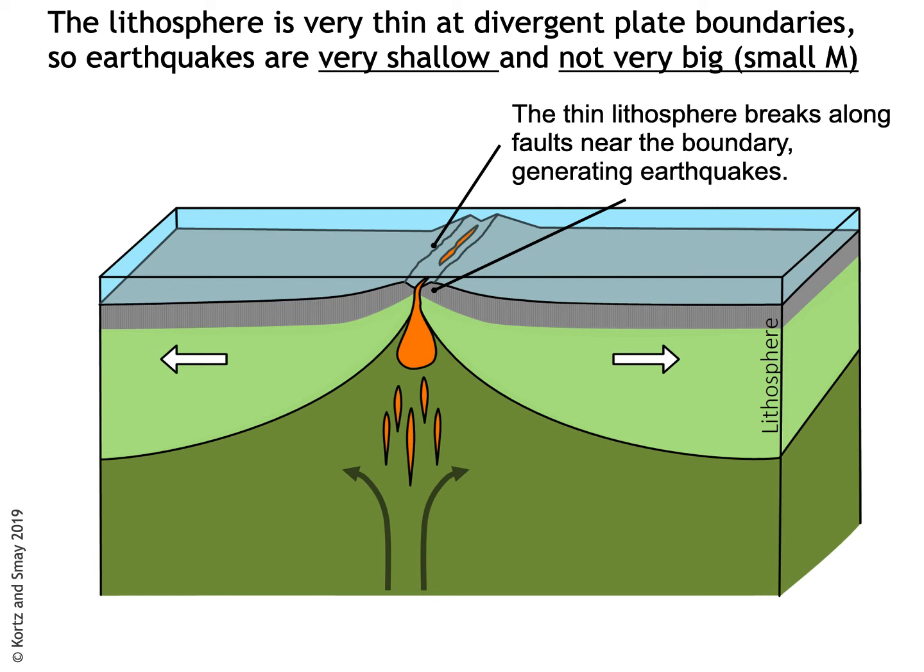So a characteristic to know that we've mentioned before is that the lithosphere is very thin at divergent plate boundaries. So what this means is that earthquakes are going to be very shallow and they don't have the capacity to be very large. So we say a small m, or a small magnitude. It doesn't mean that they can't cause damage, but they tend to be around magnitude 6 or less.